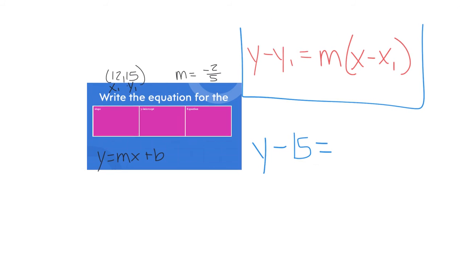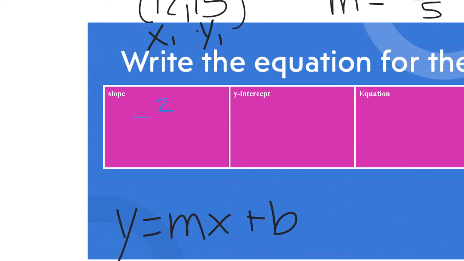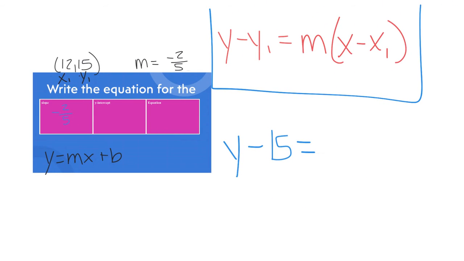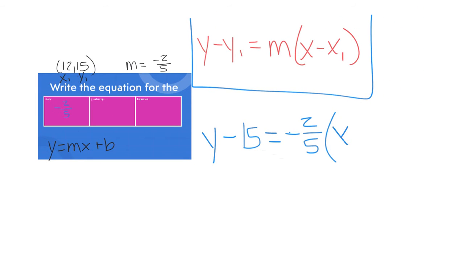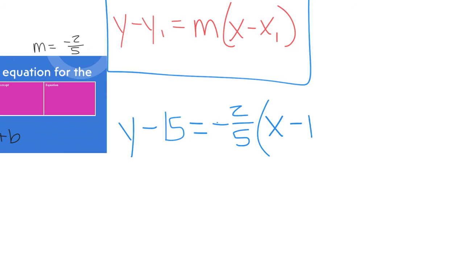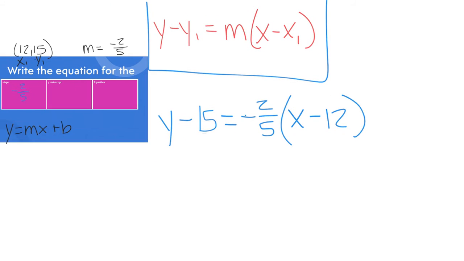equals m. We do know slope. Let's go ahead and write that. It's a negative 2/5. That's our m, represents slope. So we have a negative 2/5, and then we're going to times that by x. We don't know x, but I know x1, and that's this 12 over here. All right, minus 12.